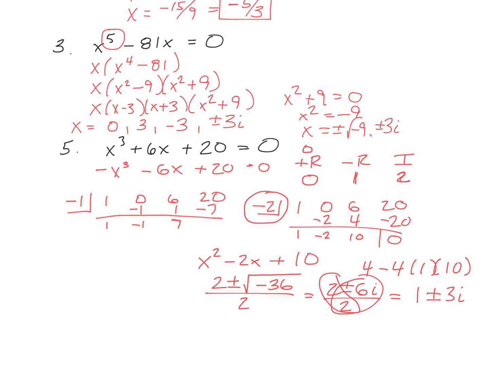So for number 5 here, we did this by trial and error. We had to find 1 negative real that worked, which we did. And then we got these 2 conjugates as our 3 zeros.